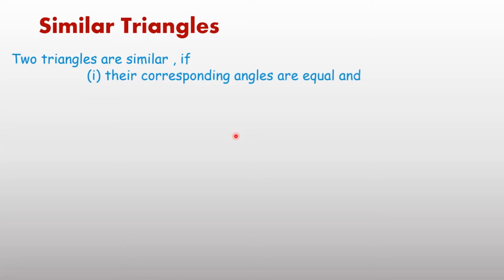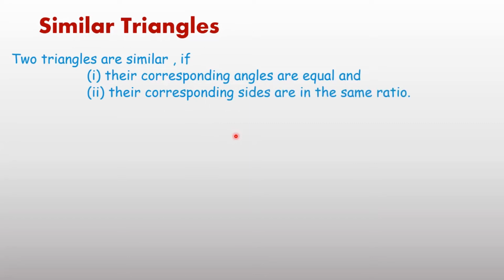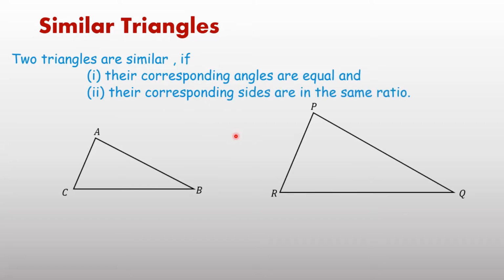If two triangles are given and they are similar, it implies their corresponding angles are equal and their corresponding sides are in the same ratio. Here, the main important part you should know is the meaning of corresponding angles and corresponding sides. Which sides of two triangles are known as corresponding sides, or which angles of two triangles are known as corresponding angles.